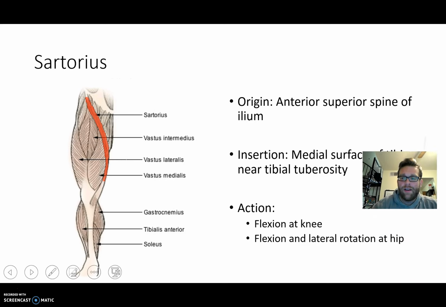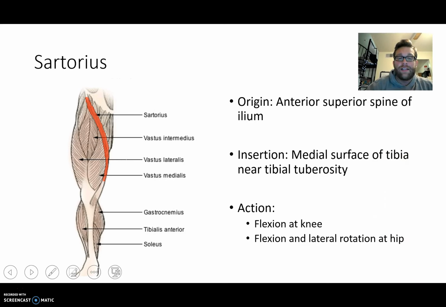What we have here is the sartorius. The sartorius is this really long muscle right here. If you look down this way, it goes all the way from the top of your leg down to the knee. It starts actually on your pelvic bone. The sartorius is the longest muscle in the body. It goes across the entire front of your leg.